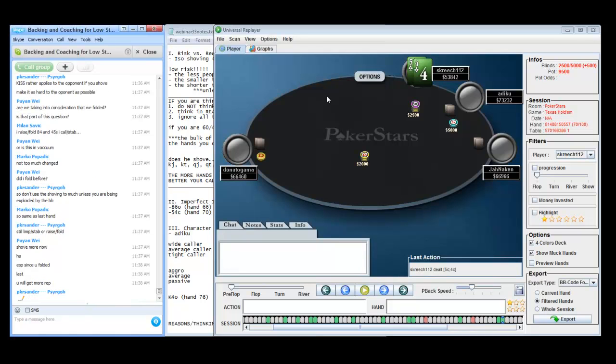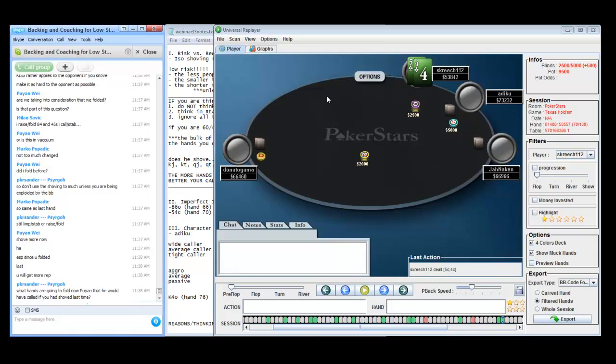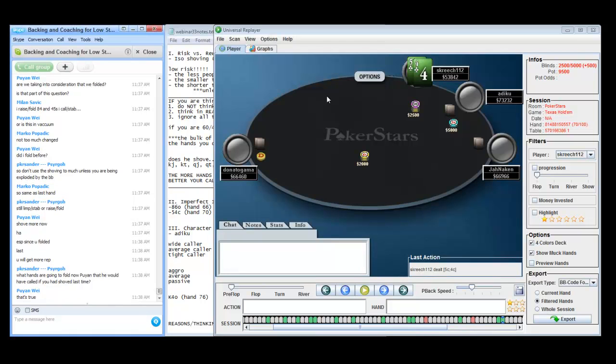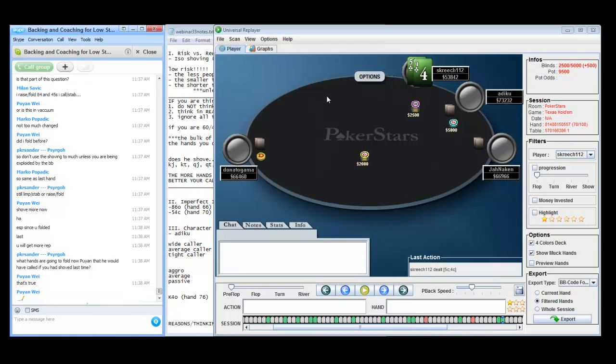So, Puyan, you shove more now because you folded last time. Well, just because you know you folded doesn't mean that this guy knows you folded. If someone doesn't see something or if they don't remember it, then it doesn't exist. So just because you know doesn't mean that it happened.